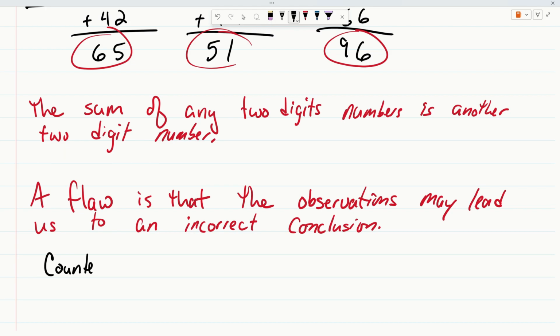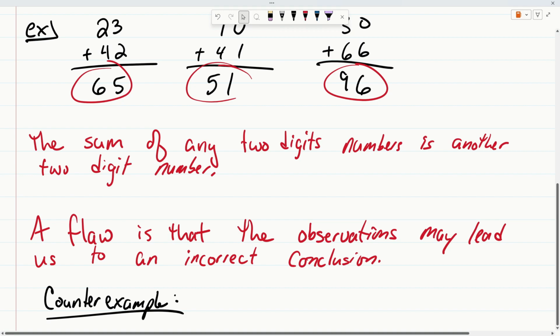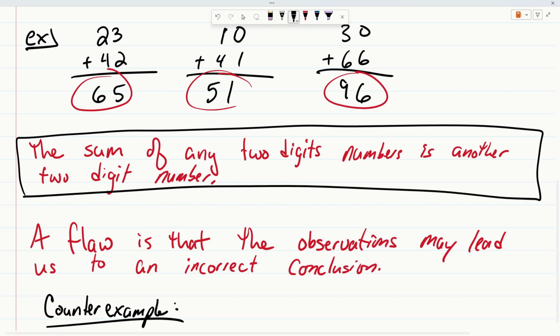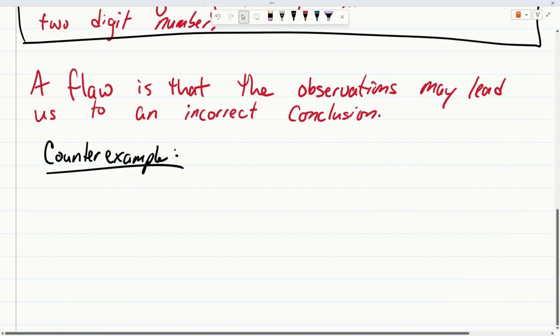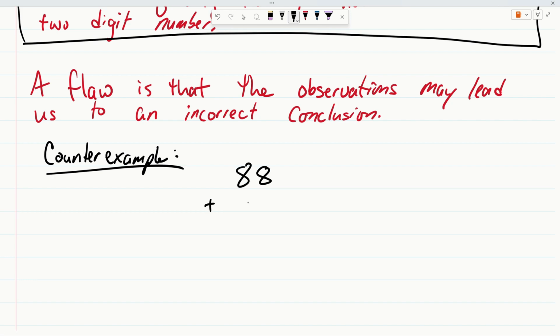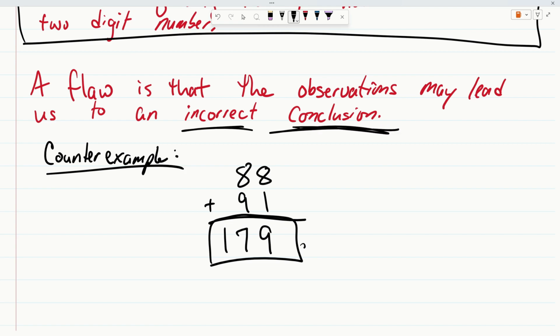So, like I said, let's say we had a friend and they did these three problems at the top of the screen here, and they came up with this conclusion: the sum of any two-digit numbers is another two-digit number. And you thought to yourself, wait a minute, I don't know if that's correct. And they said, well, prove me wrong then. Here's what you would do. You would say, I'm going to provide you with a counterexample. What if I added 88 plus 91? When you add these two numbers together, 8 and 1 is 9, and 8 and 9 is 17. Here is a counterexample, and this demonstrates why their conclusion was incorrect.